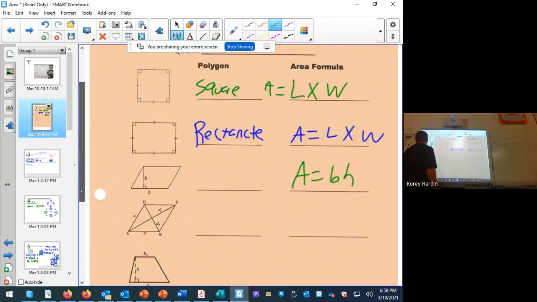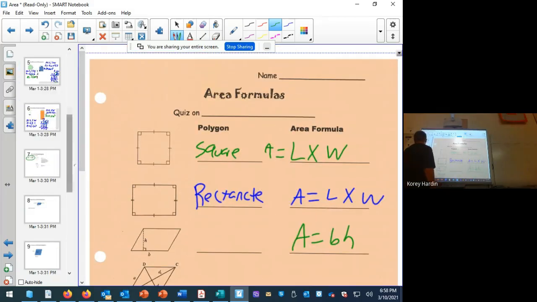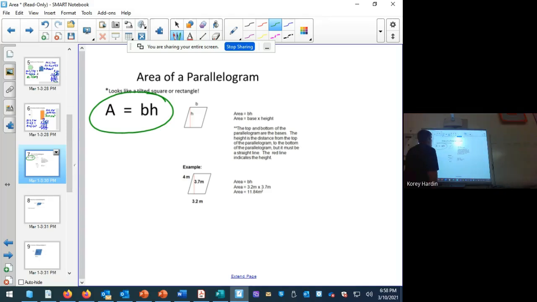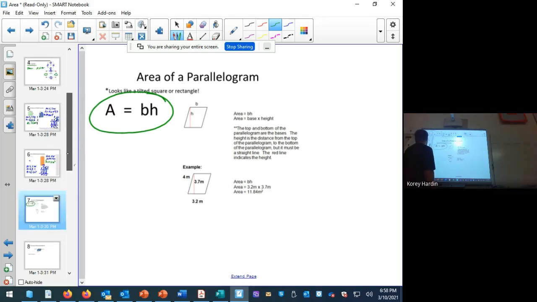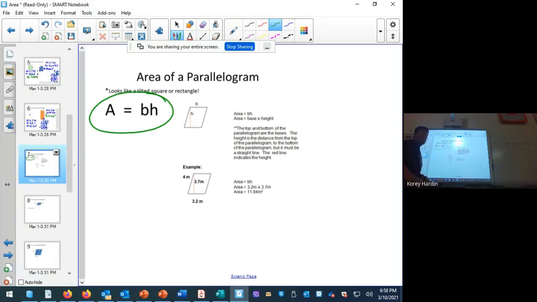Area equals BH, and then we're going to go back and say parallel. Yeah, I'm not even trying to spell that. There's how you spell it. Bada bing, bada boom. There we go, parallelogram. I'm a math teacher. I can't spell. It's okay. So area equals base times height for a parallelogram.